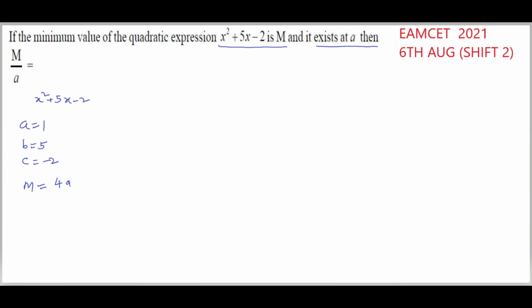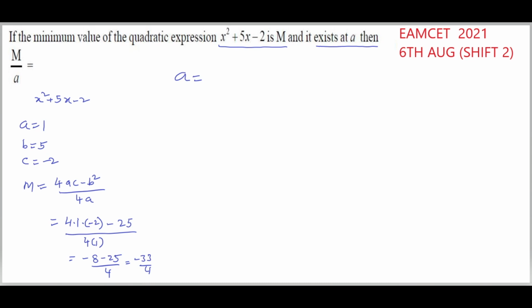Minimum value is (4ac − b²) by 4a. That is 4 into a value 1, c value −2, minus b², that is 25, by 4a, that is 4 into 1. So this is (−8 − 25) by 4, that is equal to −33 by 4. And small a is given.